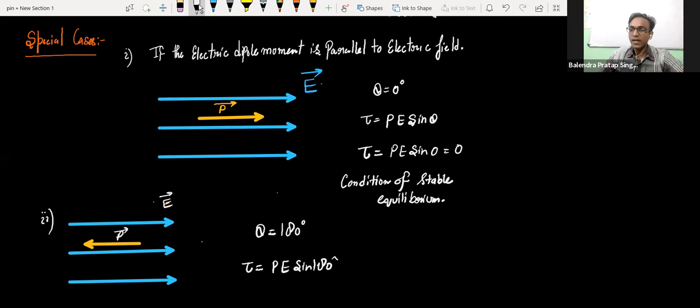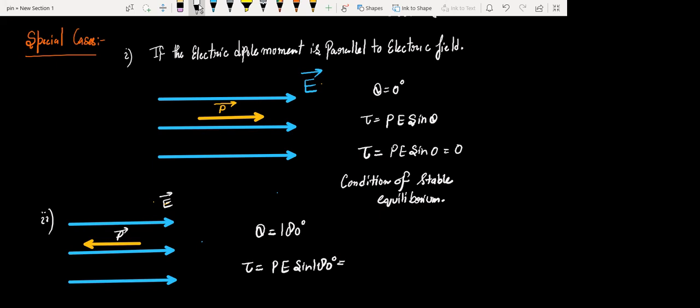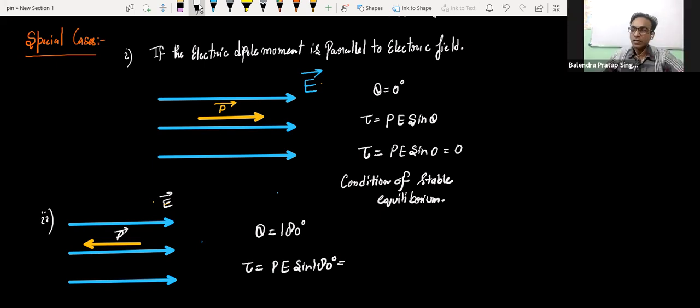And what is the value of sine 180 degree? Maziha, can you tell me? Sine pi. Okay, Shafula, do you know what is the value of sine pi? Sine pi, sine 180 degree? It's also zero. So in this case, torque is again zero.